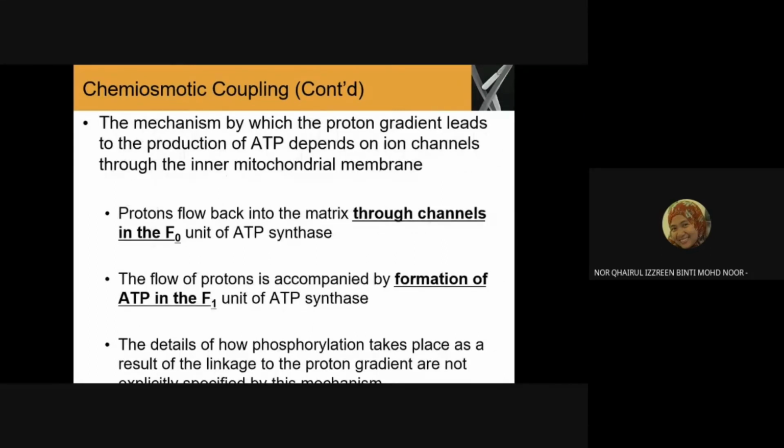The mechanism by which proton gradients lead to the production of ATP depends on the ion channel through the inner mitochondrial membrane. Remember the F0 and F1 subunits. So where is the F0? Where is the F1 of ATP synthase? Protons flow back into the matrix through the F0 channel of ATP synthase, and the formation of ATP occurs in the F1 unit of ATP synthase. Remember, F0 is the proton flow, F1 is the formation of ATP. This is why we need two compartments in ATP synthase.